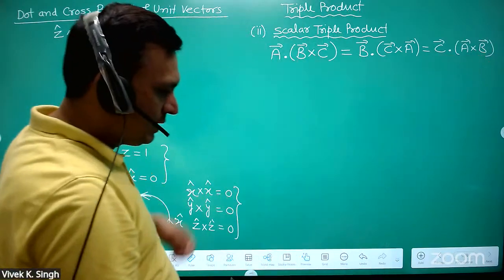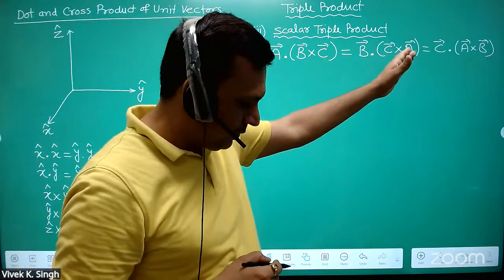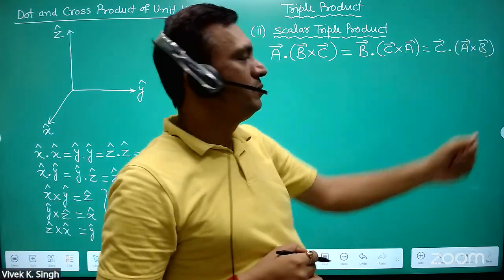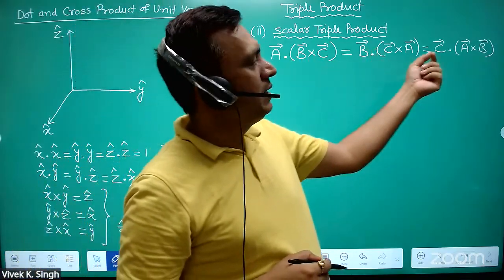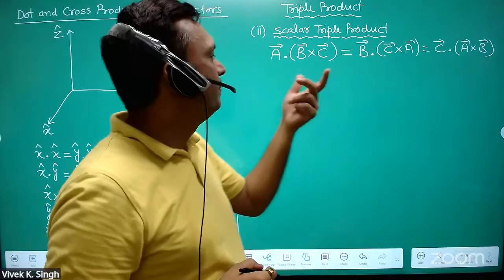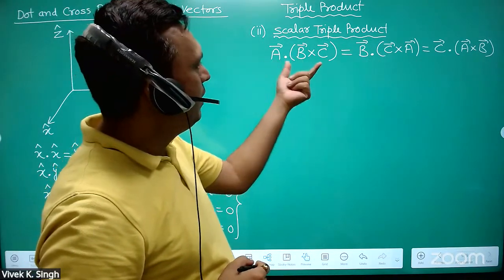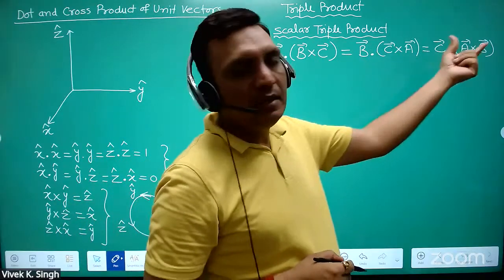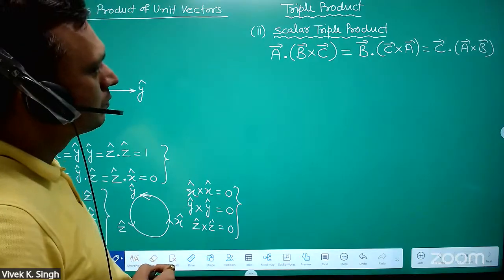Sometimes you have to use this result that A dot B cross C is B dot C cross A, and that is C dot A cross B. So you can remember this rule as ABC, BCA, CAB. Just for remembering, you can take it in this order: ABC, BCA, and CAB. Is it clear? Yes, sir.